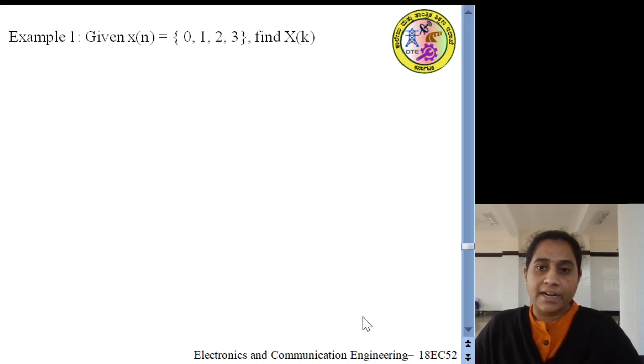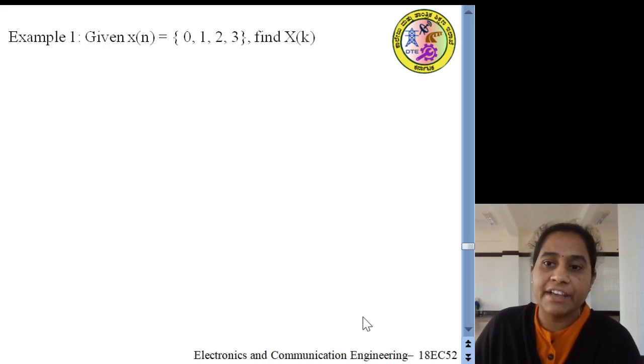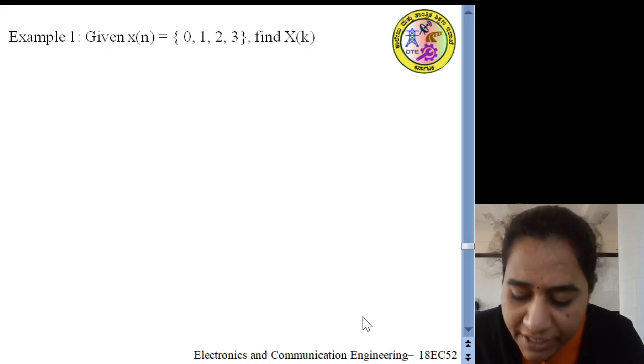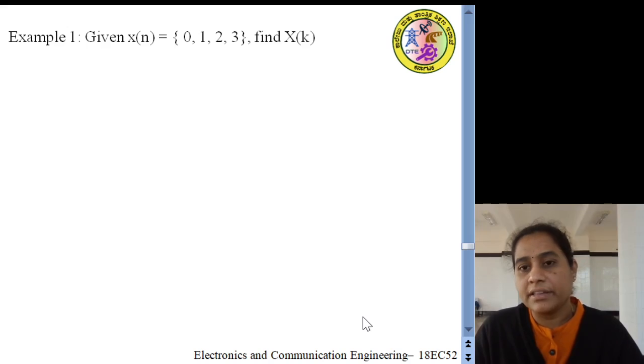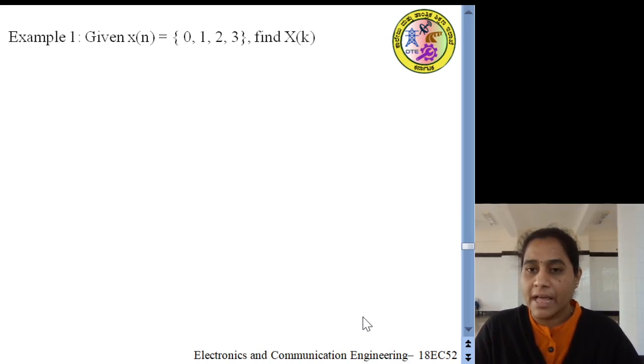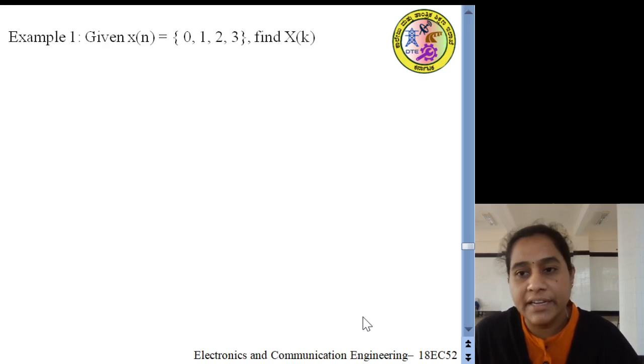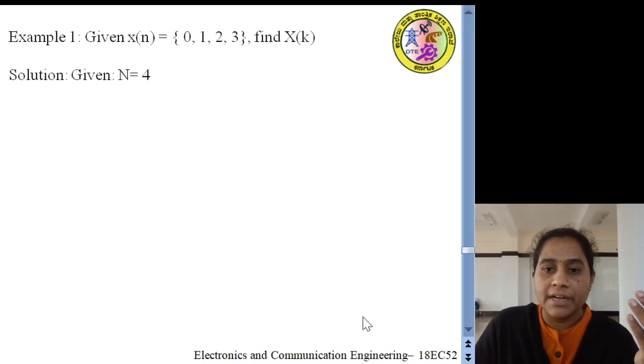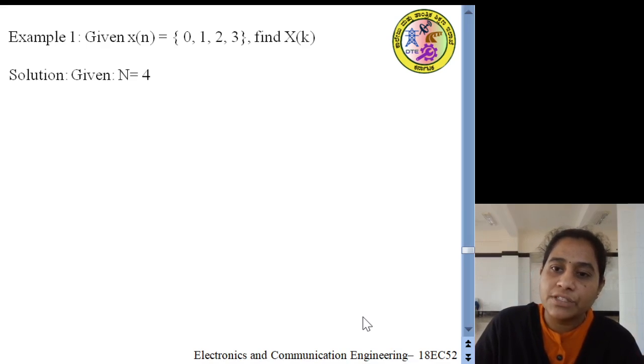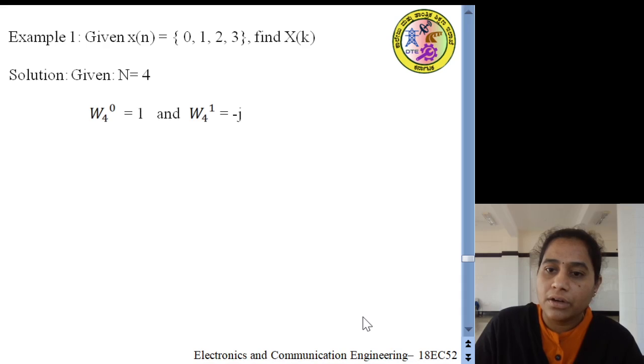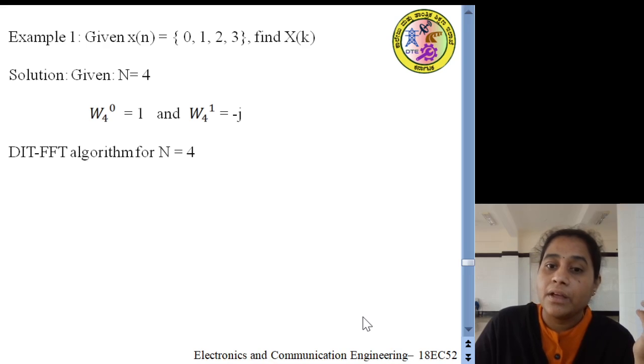So for understandability of this DIT FFT, let us consider some illustrative examples. First, they have given a 4-point sequence x of n: 0, 1, 2, 3, and they have asked us to find the DFT x of k. So let us solve this. Given the value of n is 4, we have to find the twiddle factors. W4 raised to 0 is 1, W4 raised to 1 is minus j.